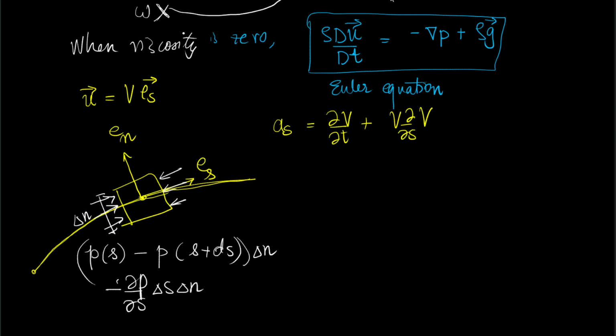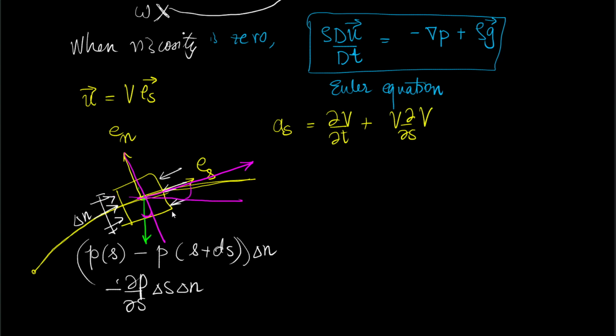What is the force due to gravity? The force due to gravity will be decomposed into the S direction and in the N direction. So let me extend the N direction like this. This is the direction of the velocity and this is the direction of the horizontal.